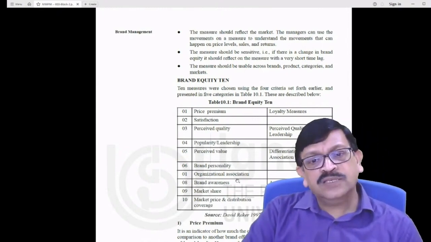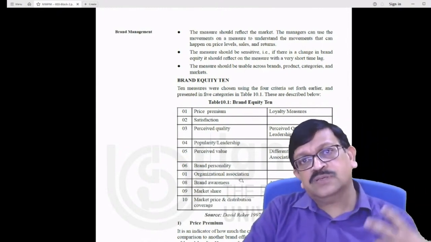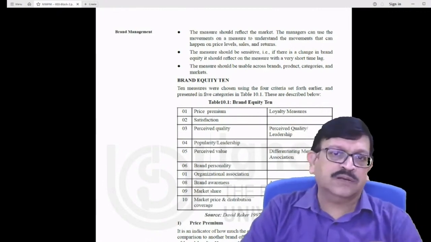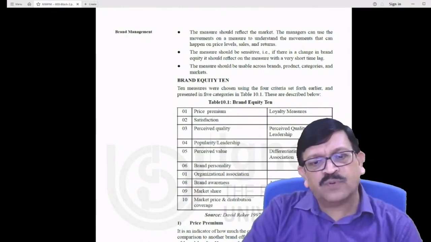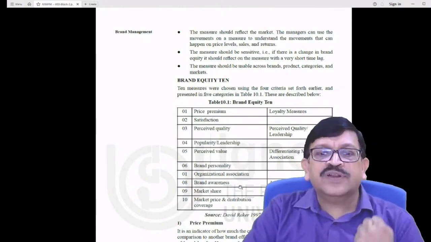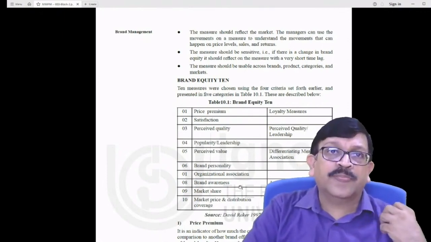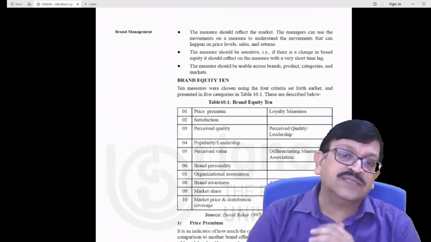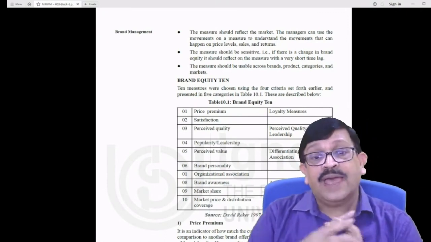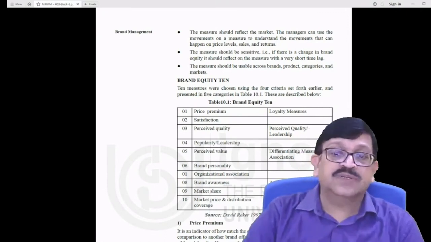association. Organizational association, the company: when you say it's a Tata product, it's a Volvo, it's a Sony, it comes from Microsoft or whatever. Samsung, LG, it all builds in the kind of credibility or the kind of positioning that these brands have at an organization level, being able to associate with the people. And that translates into acceptance.